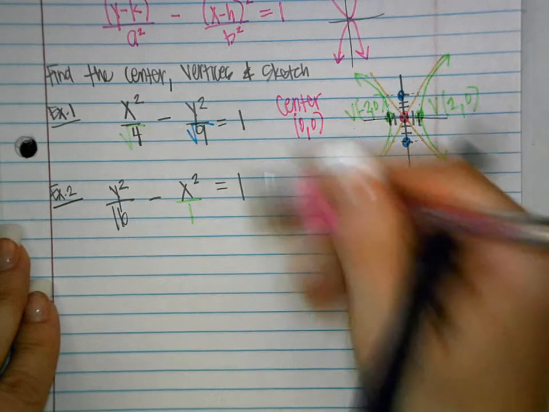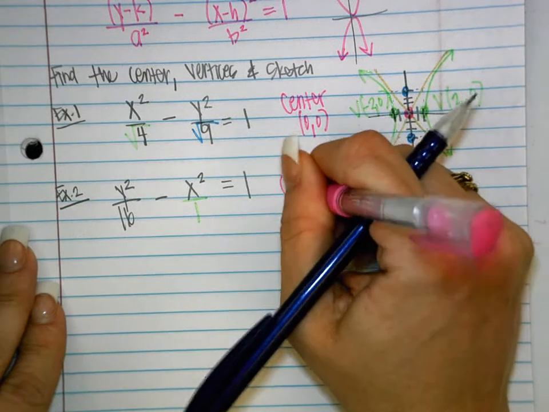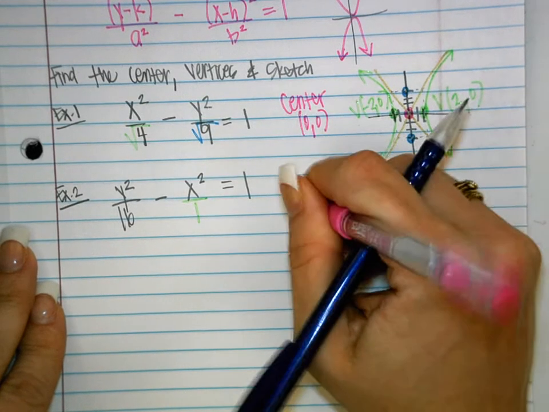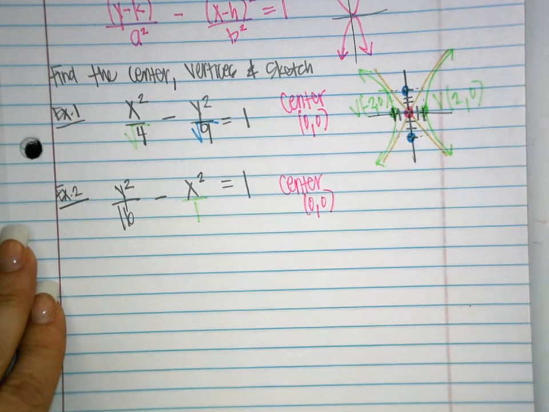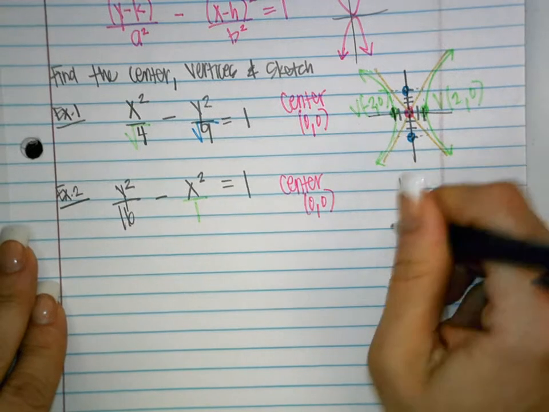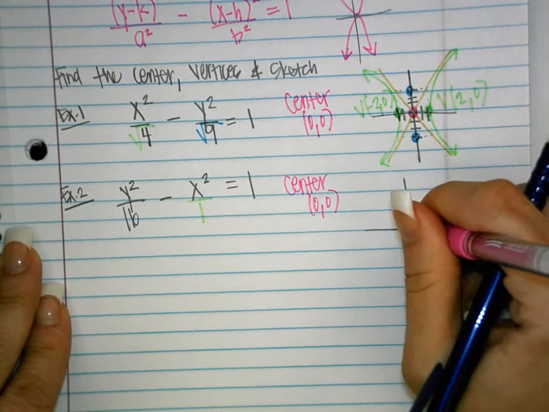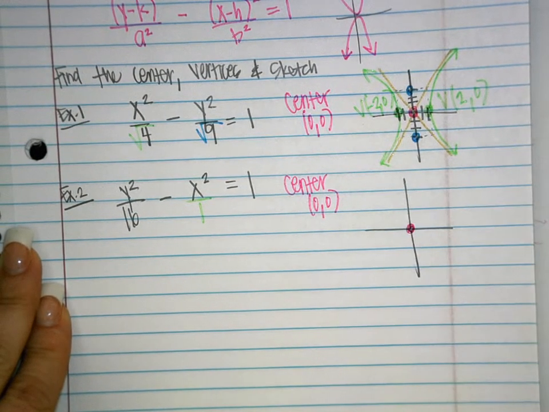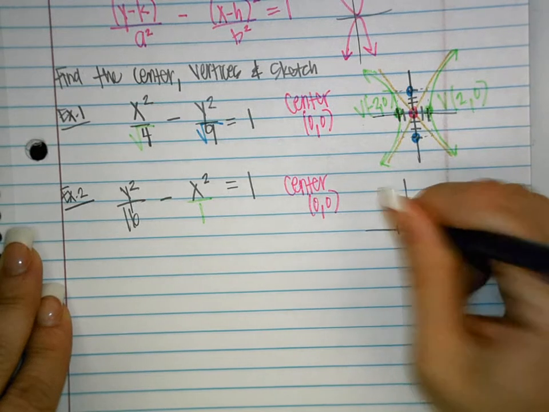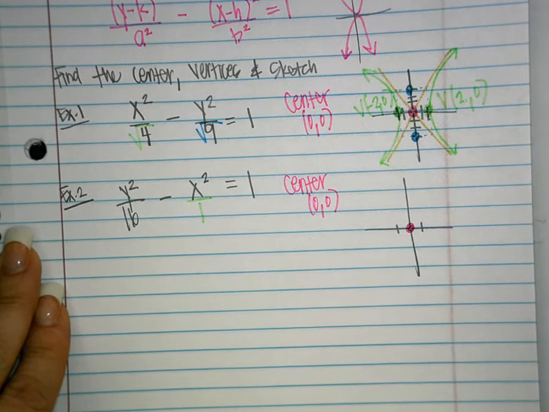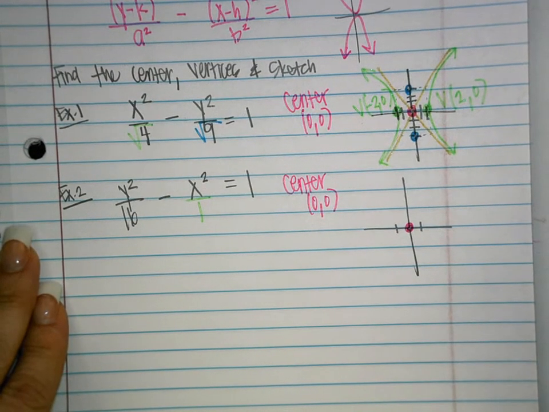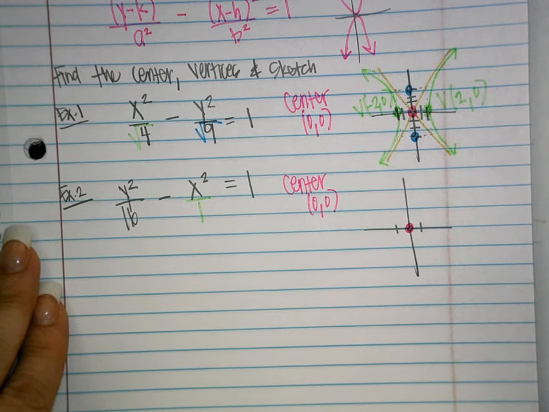Then you can find the center. What's the center of this hyperbola? 0, 0. There's no parentheses, so it has to be at 0, 0. When we draw this, your center is at 0, 0. How far out on the x-axis should you move?